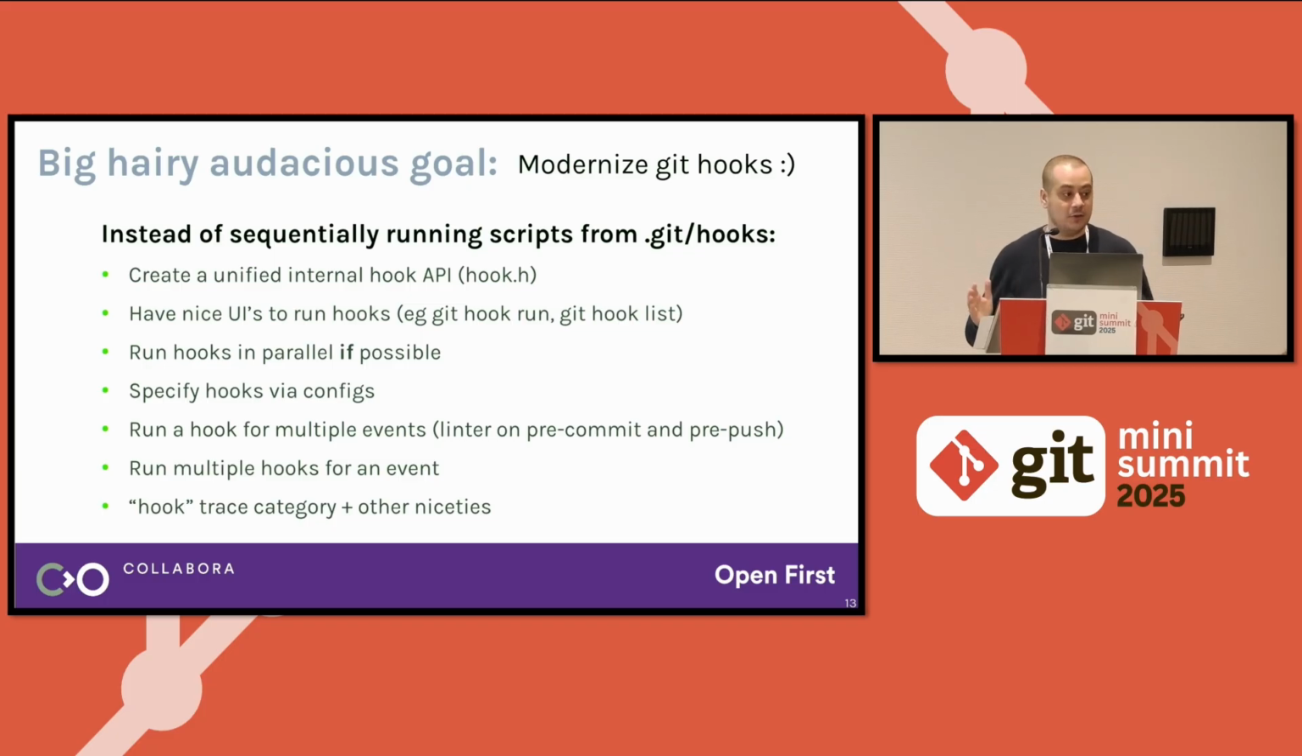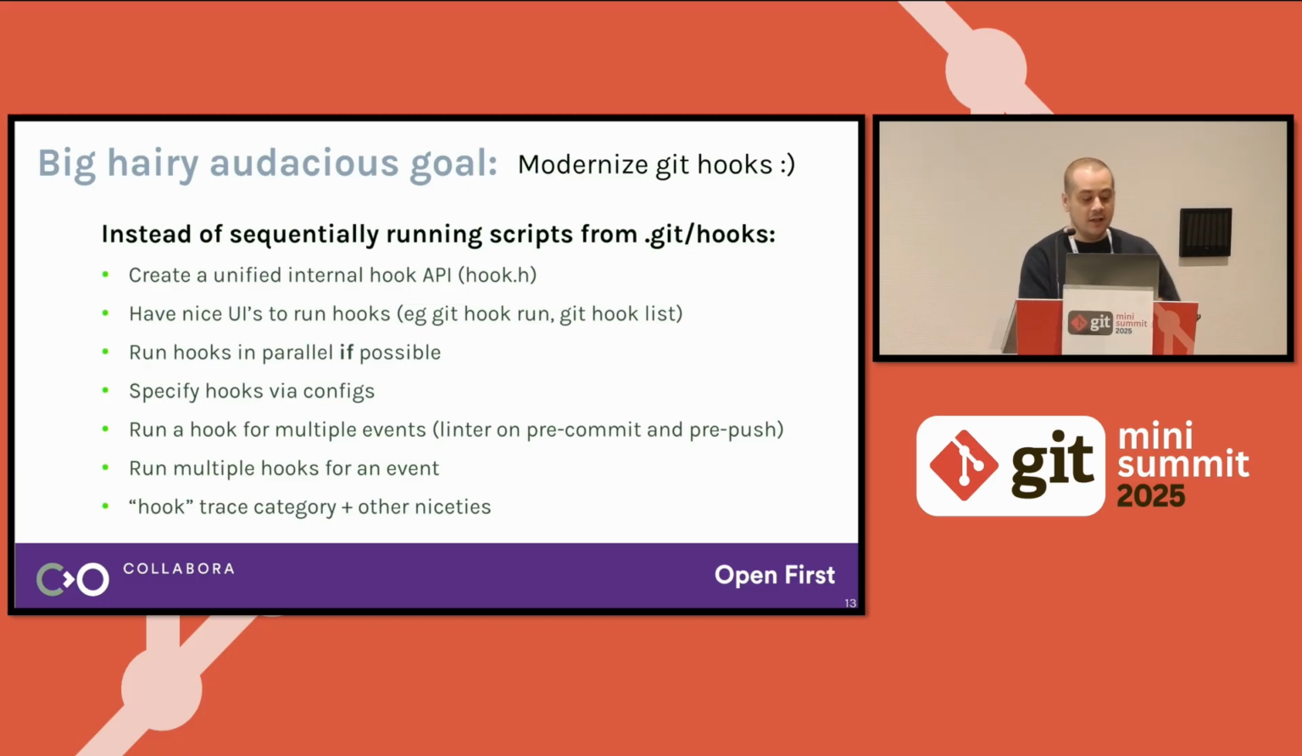We want to migrate all the hooks to the new API and also have some nice user interfaces for the hooks, like a git hooks run command or a git hooks list command, right? So you can work nicely with hooks, even just from your shell, from your command line. And we want to run hooks in parallel where it's possible. Not all hooks can be parallelized, but some of them can be parallelized. So it makes sense to be able to run them in parallel.